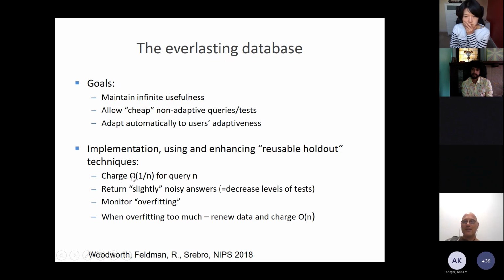So the framework is we charge very cheaply for each query, for each test being done. We return noisy answers, which is like saying we decrease the level of the tests when we return noisy answers. It's like increasing the non-rejection region. We monitor how much overfitting is being done, which is the essence also of the reusable holdout. And when too much overfitting is being done, we basically charge a large amount of samples. So it's very cheap to use the database, and occasionally it's very expensive.